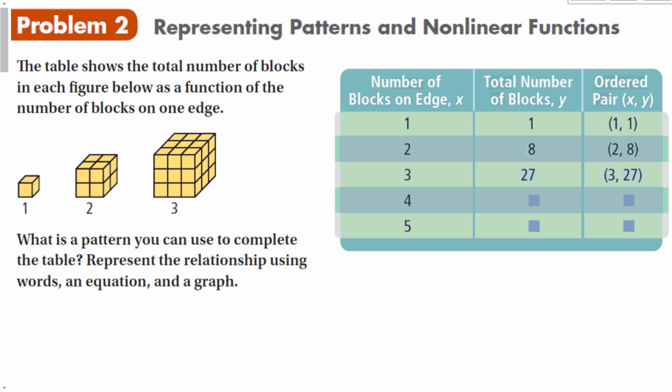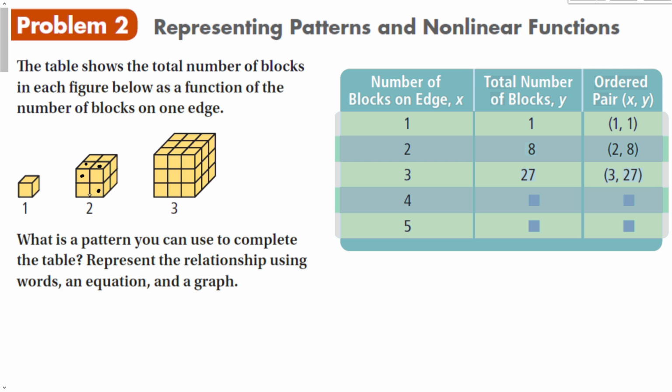So the next question deals with representing patterns and nonlinear functions. The table shows the number of total blocks in each figure below as a function of the number of blocks along one edge. So you see with 1 block, then 2 blocks along each edge, and 3 blocks along each edge. Okay? So for the first one, there's 1 block. Now we have 1, 2, 3, 4, right?